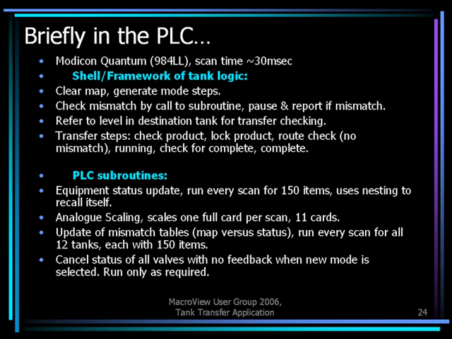PLC subroutines: we use the subroutines extensively to keep everything else small, so we've got the status update, which runs every scan for 150 items. The subroutine is nested so it recalls itself. We've got analogue scaling, so it's scaling 1 card per scan, 11 cards, and we're updating the mismatch tables for all tanks, 150 items every scan. So we've got fast response to any actual problems that are detected. And the special case of the valves with no feedback: when a mode change is executed on any tank, the status of all those valves is automatically cancelled, so it has to be reconfirmed.